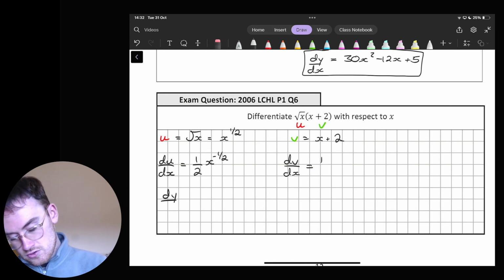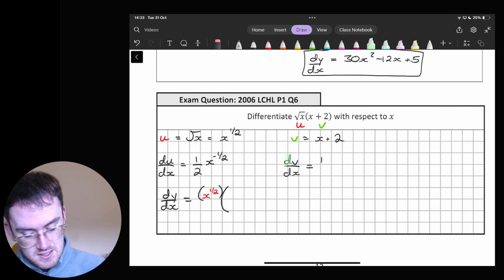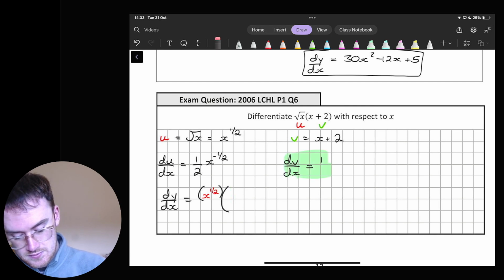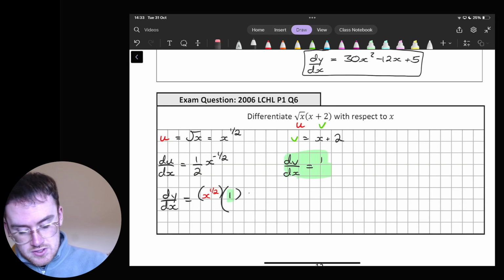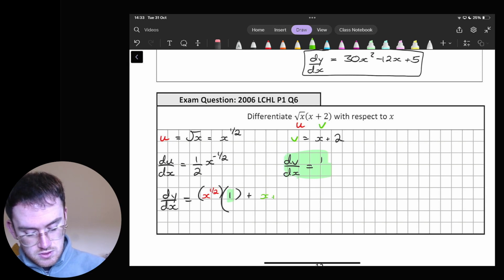Using my product rule then, so dy dx, I start off with u, which is x to the power of a half, times dv dx, so dv dx is here, that's just going to be 1. Okay, plus, so that's u dv dx plus v, which is x plus 2 times du dx, and du dx is a half x to the power of minus a half there. So du dx coming from here.